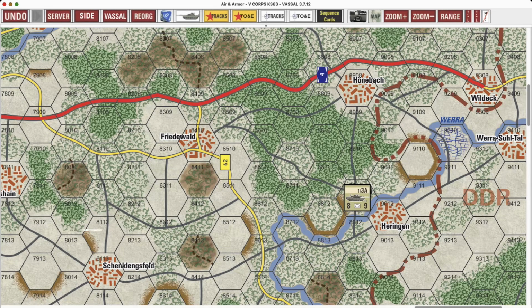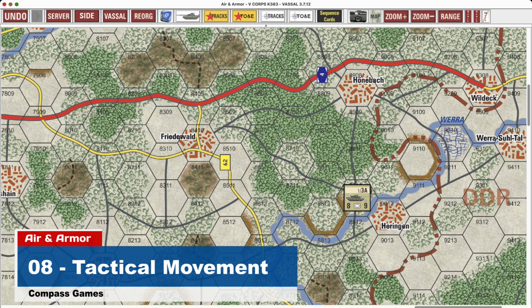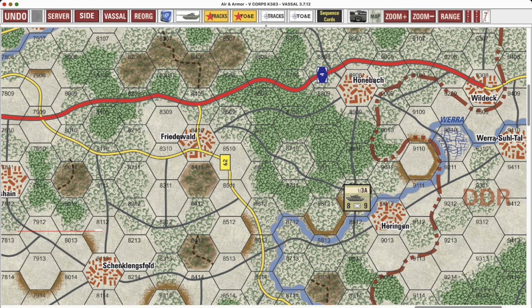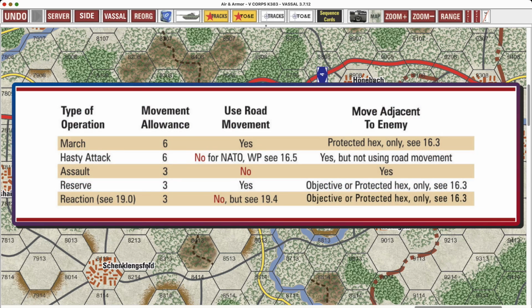This clip is going to take a look at the various mechanics for moving units in Air and Armor. We begin with the basic idea that the type of operation a unit is participating in determines the number of movement points it receives when it moves. As in most wargames, units expend movement points to enter each hex along their path of travel.